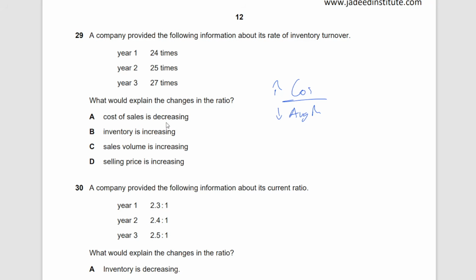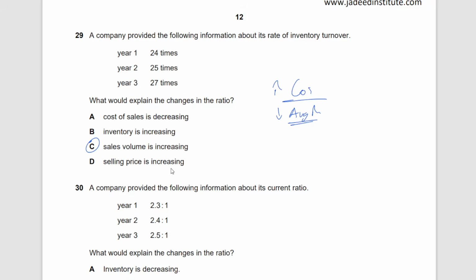Cost of sales decreasing? No, if we don't know the other part, then we cannot say that that would really increase the inventory turnover. Inventory is increasing, it's supposed to decrease to really affect the formula that way, to have a higher amount as an inventory turnover. Inventory has to decrease. Sales volume is increasing. What does that mean? That means you're selling more. When you sell more, your average inventory is decreasing, and we need that. Assuming that cost of sales does not change, average inventory reduces, that will increase the turnover. That should be the right answer.